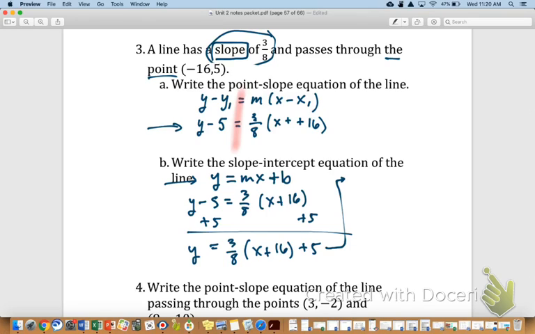Okay, so if I distribute, wouldn't I get y equals 3/8 x partially? What's 3/8 times 16? Isn't it 6? Wouldn't the 16 and the 8 cancel to be a 2, times 3 is 6? Okay, so it'd be y equals 3/8 x plus 6 plus 5. Is this now slope-intercept form? It's really close. What's my final step? Yeah, just add your like terms. y equals 3/8 x plus 11.